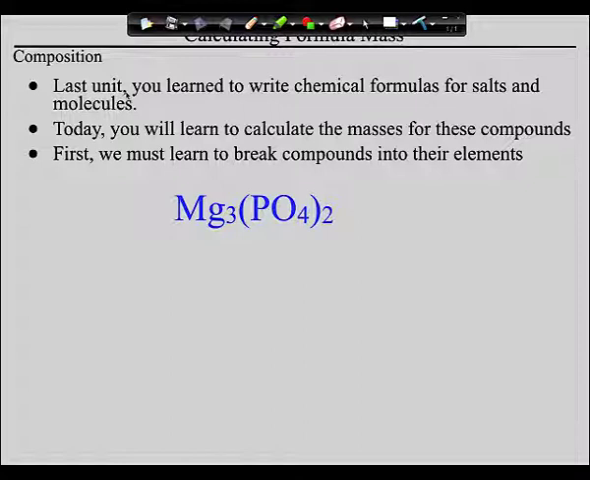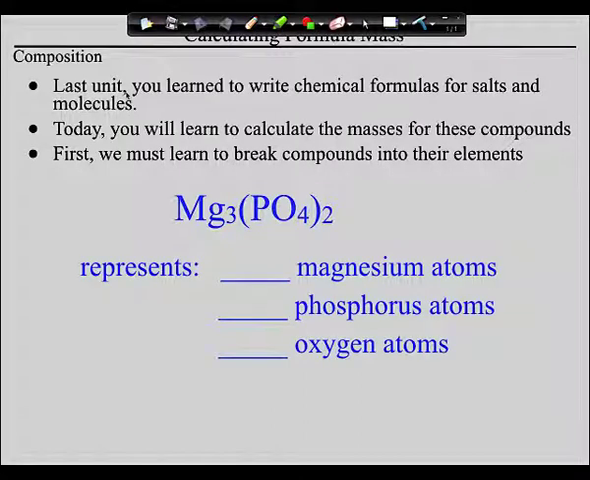What is the name of this salt? Magnesium phosphate. But guys, that's not the point of what we're doing today. The point of what we're doing today is figuring out what magnesium phosphate is made of at the elemental level. So guys, how many different elements are in magnesium phosphate? 3. Magnesium, phosphorus, and oxygen. So guys, this represents magnesium atoms, phosphorus atoms, and oxygen atoms.